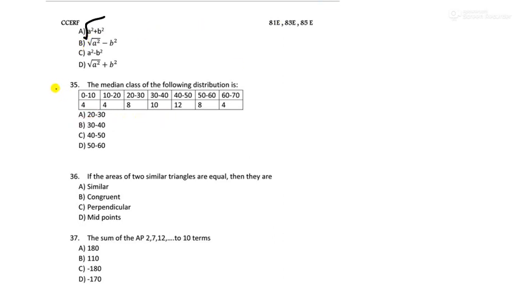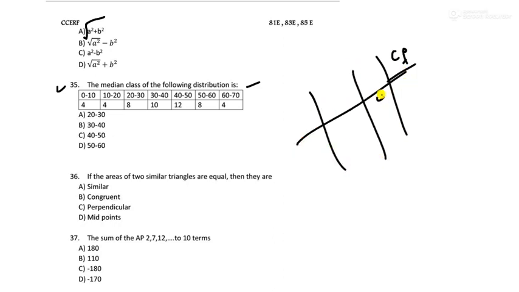Now the next question, that is question number 35. The median class of the following distribution is dash. So how are you going to find the median class? For that you need cumulative frequency. Here this is 4, 4, 8, 10, 12, 8, 4. You have to add them all. So 12, 24, 36, 40 and this is 50.